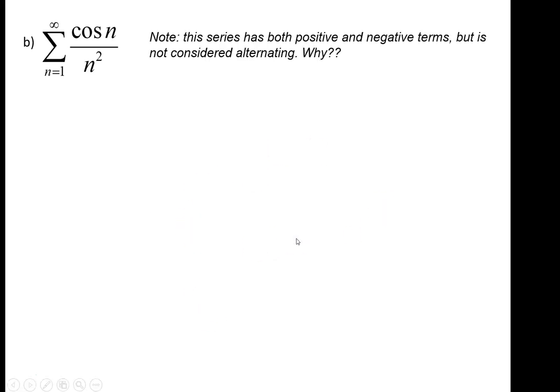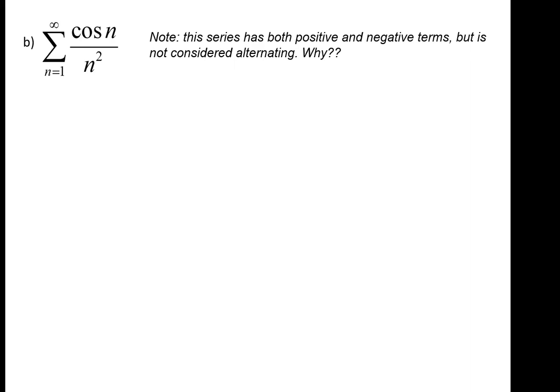Okay, let's look at this series. So we've got cosine n over n squared as n goes from 1 to infinity. This does include positive and negative terms, because if you think about cosine values, those can be positive or negative, but it's not technically considered alternating.